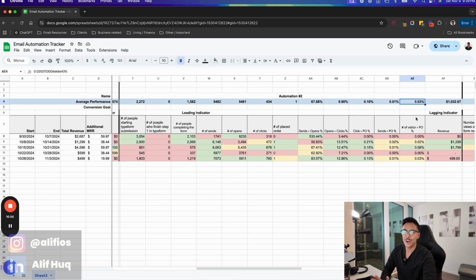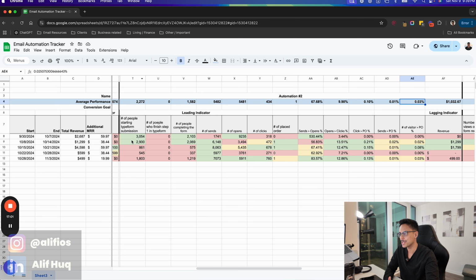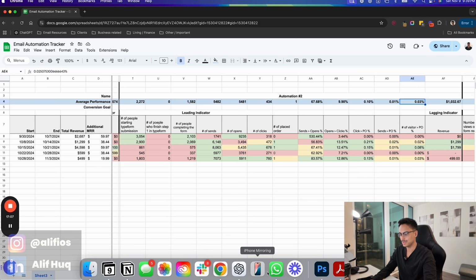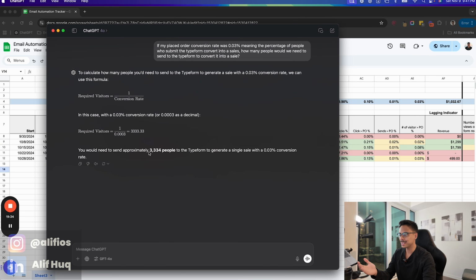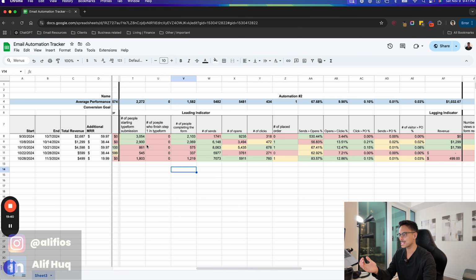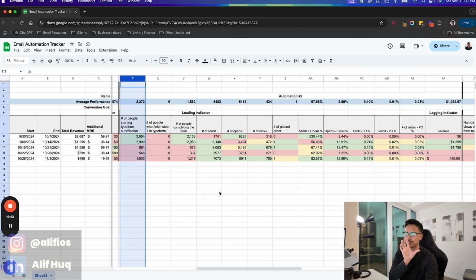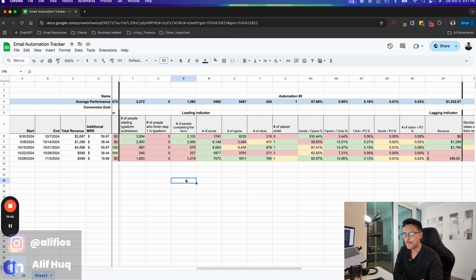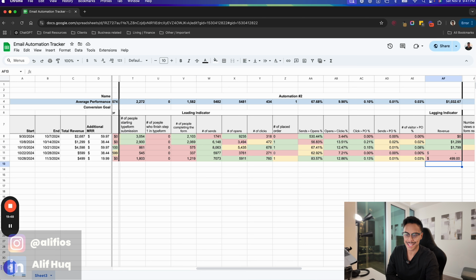That means for every 100 people that we send to this type form submission, we convert about 0.003% of them. In this case, they wouldn't convert much, but let me actually do the math. Okay, so there's the math. So basically for this specific automation, if we send about 3,334 people to this very specific type form for this specific funnel we have, if we send 3,334 people there, we will generally make 1 sale.